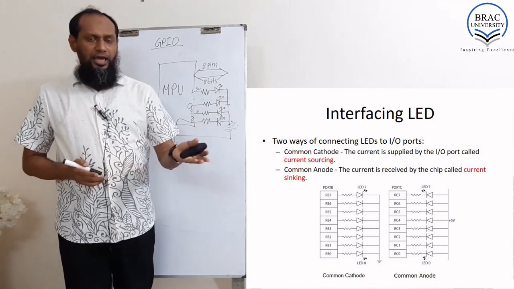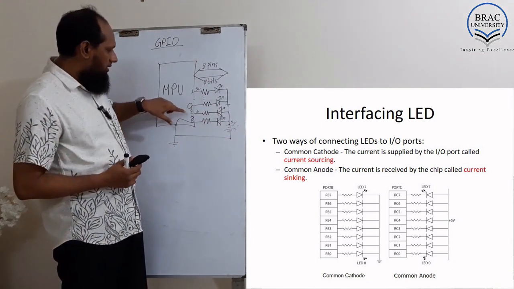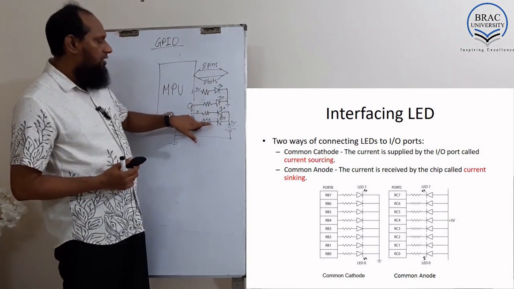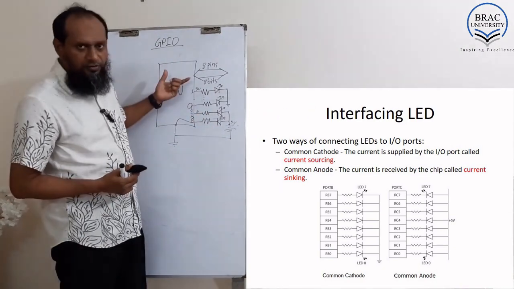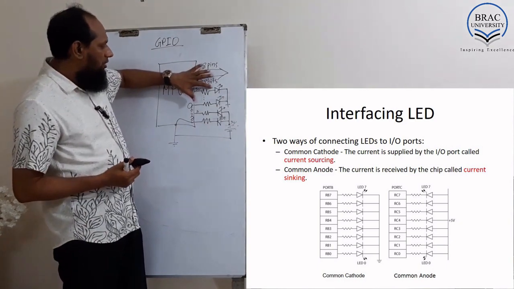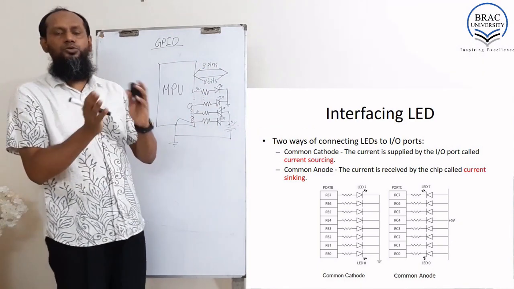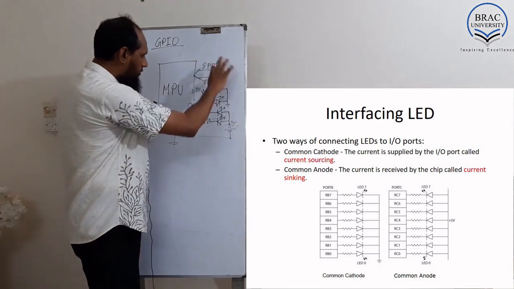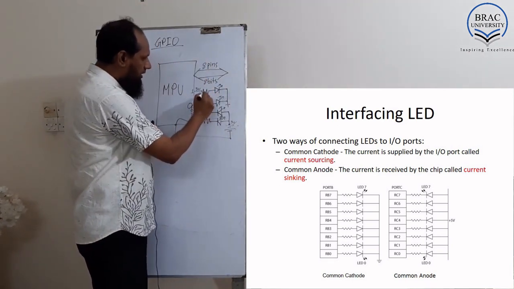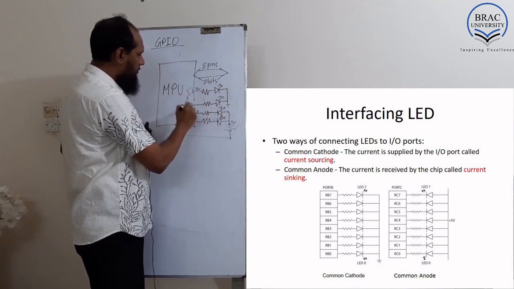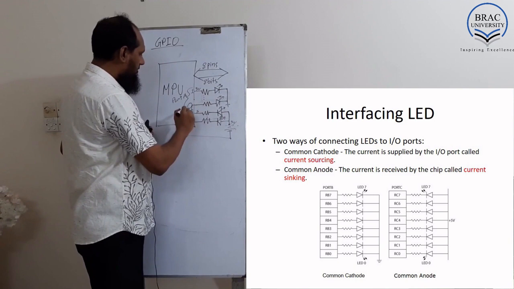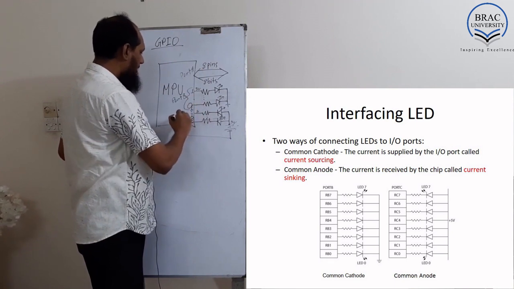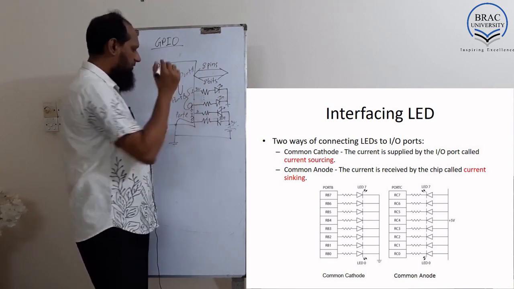So for common anode configuration, when we give 1, the LED will turn off. But if we give 0, the LED will turn on. For common cathode configuration, when we give 1, it turns on, and 0, it turns off. Okay, so these are the two ways we can connect LEDs with our microcontroller unit. And this port, that means the eight LEDs together in a single port, like port A, or you can say this one is port A, this we can call B, and this thing we can call port C.